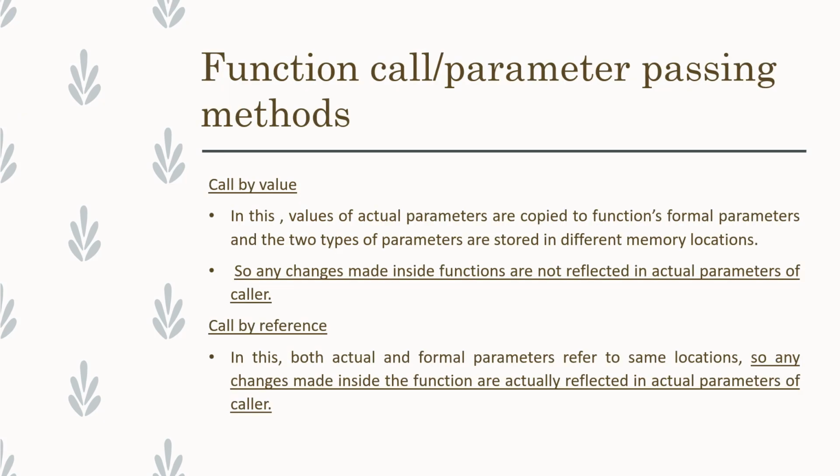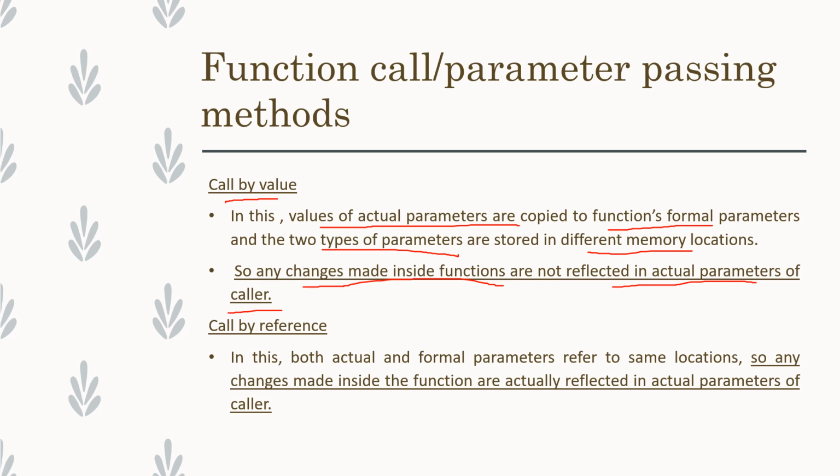So let us first see the definition. What is the call by value method? In this, values of actual parameters are copied to the function's formal parameters, and these two types of parameters are stored in different memory locations. In call by value, whenever any changes are made inside the function, they are not reflected on the actual parameters of the caller function. We will see this concept with an example.